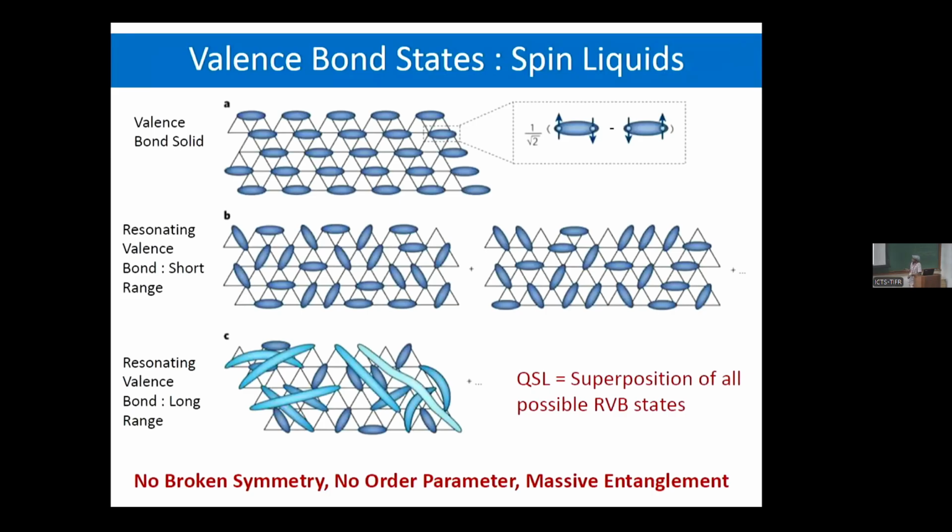A liquid would be formed if I allow these valence bonds to resonate, either short range or long range. Then a superposition of all such coverings of the lattice will be the ground state. You will see that such a state does not break any symmetry of the Hamiltonian, and you can define no local order parameters for this. This state will be characterized by entanglement between all the spins at the same time. So this is what I would call a spin liquid.